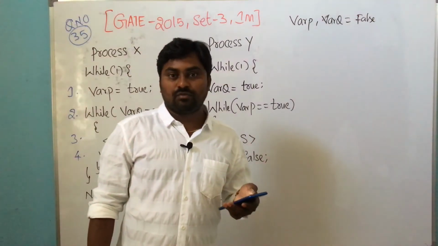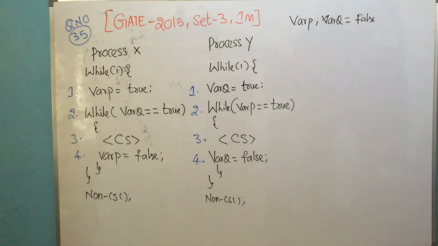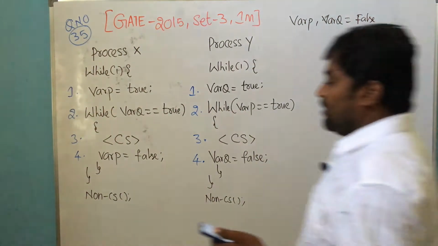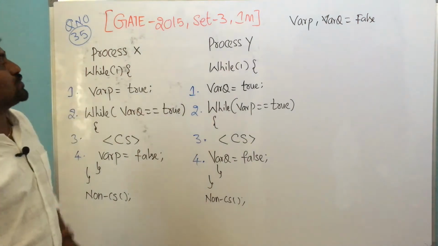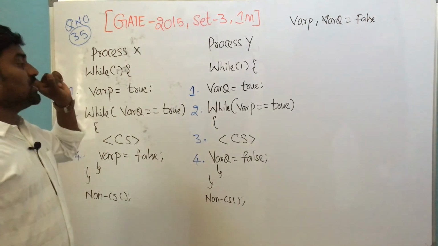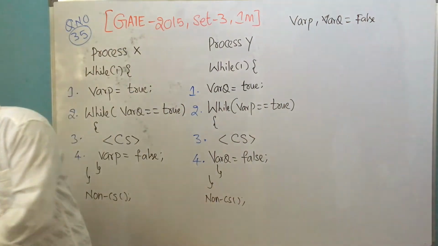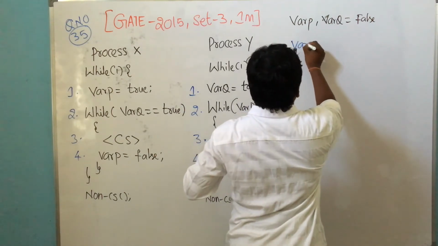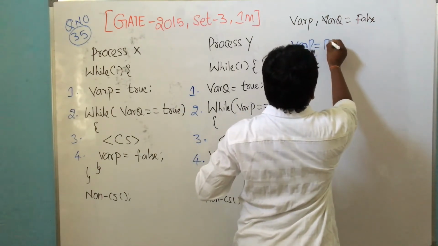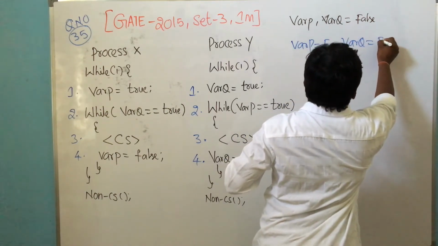We will observe. So what is the equivalent statement for this question? First, copy the code. All of you can copy the code first. Look, very simple. We need to check whether it is going to ensure the mutual exclusion or not. Second, whether it is leading to deadlock or not, that we need to observe. They have given clearly that variable P is initially false and variable Q is initially false.